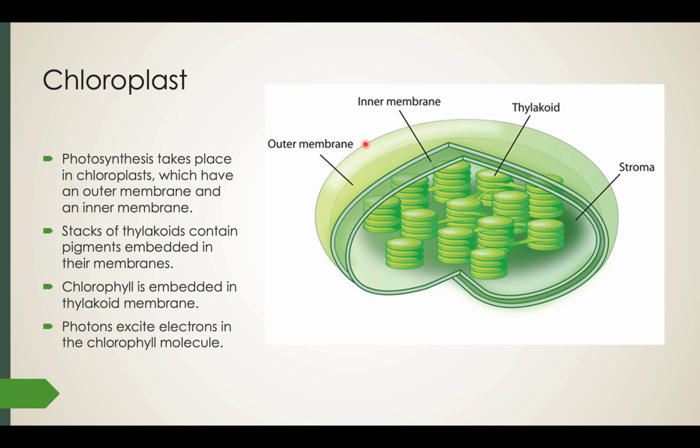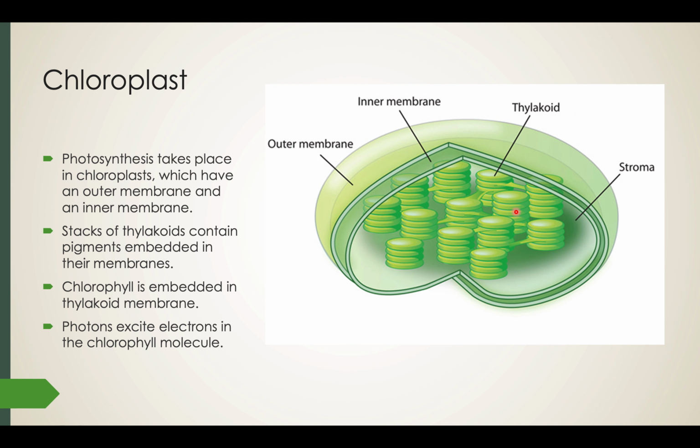It's that outermost membrane. And they also have an inner membrane. You see the darker color here indicates the inner membrane. And then what they have here that looks like stacks of coins, they're thylakoids. They contain pigments embedded in their membranes, so they come off as green. Chlorophyll is what is in those thylakoids. They're embedded in the thylakoid membranes, and they are the green color that you see.